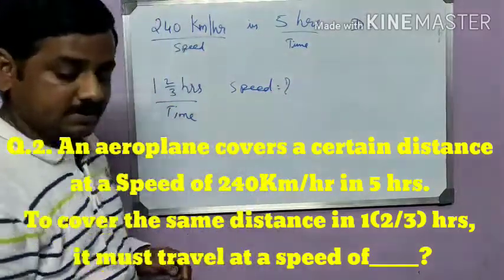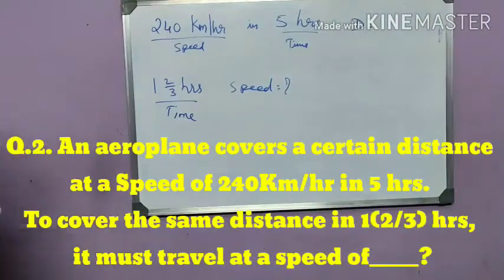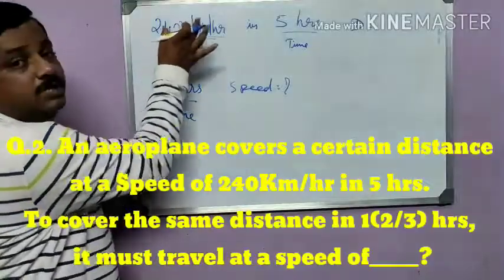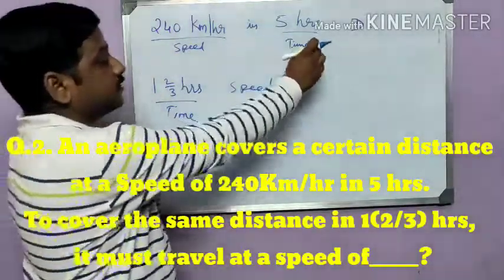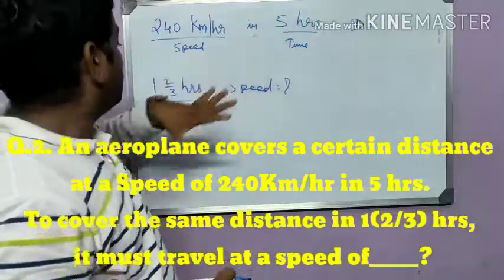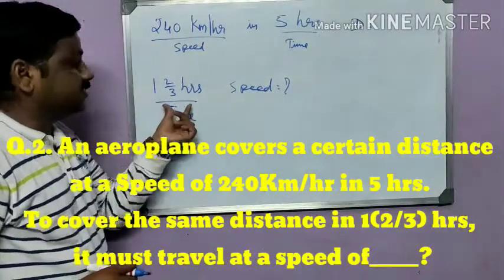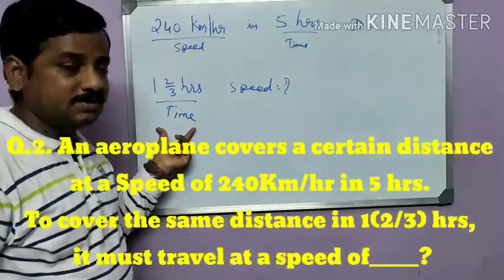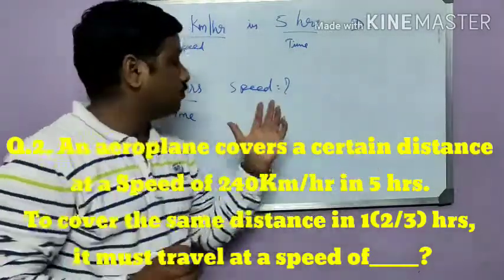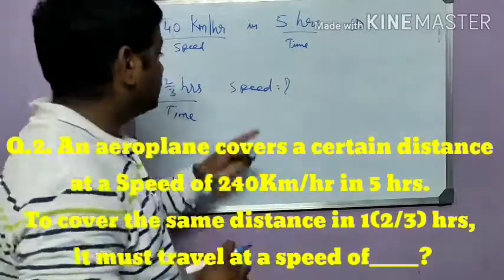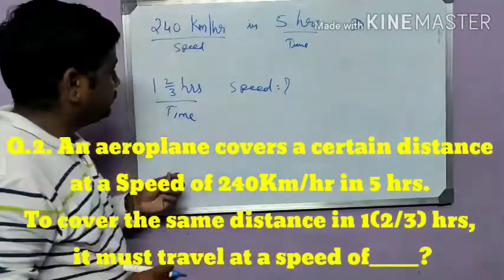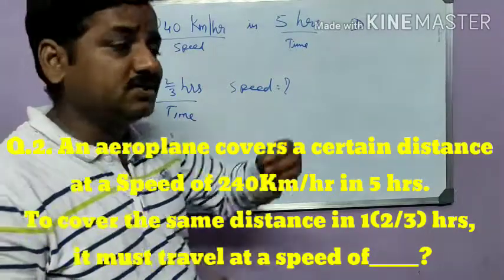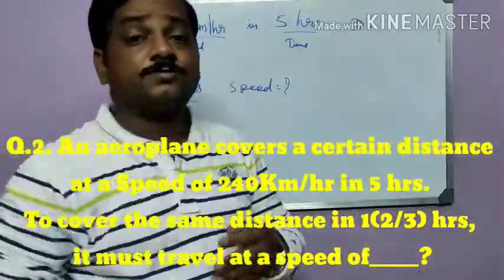Very simple thing here. Conversion is not there. You just need to understand the speed, distance and time relation. There is an aeroplane traveling at a speed of 240 km per hour in 5 hours to reach that distance. Now, instead of 5 hours, the time is given like this, and within this time it should cover the distance. So what should be the speed? One thing you can understand: speed has to be increased, because we are reducing the time. We are reaching that distance in less time, so speed has to be increased.